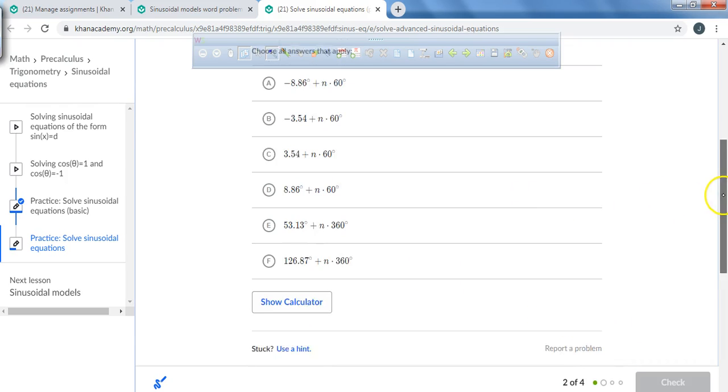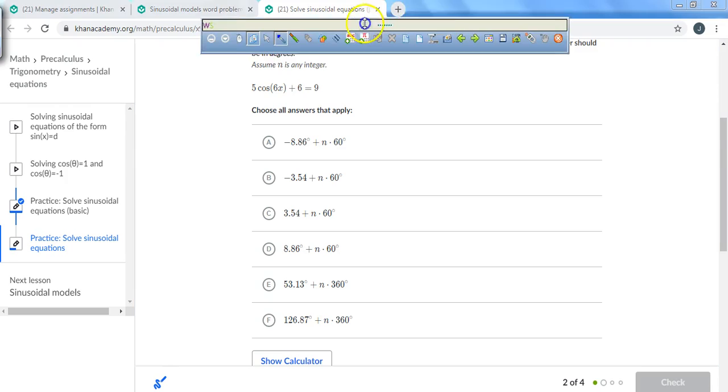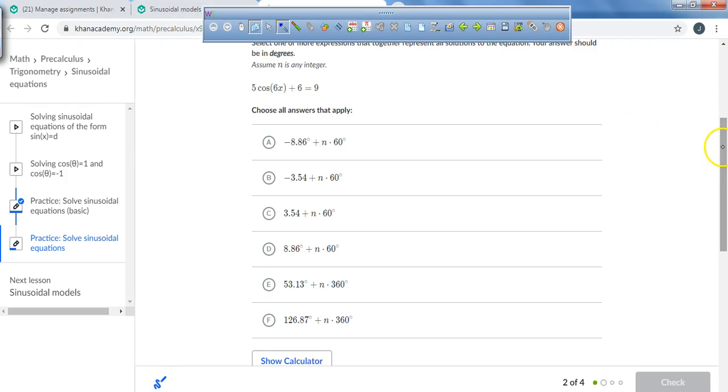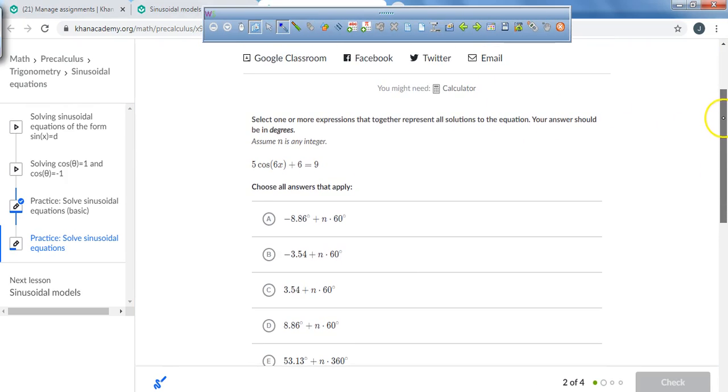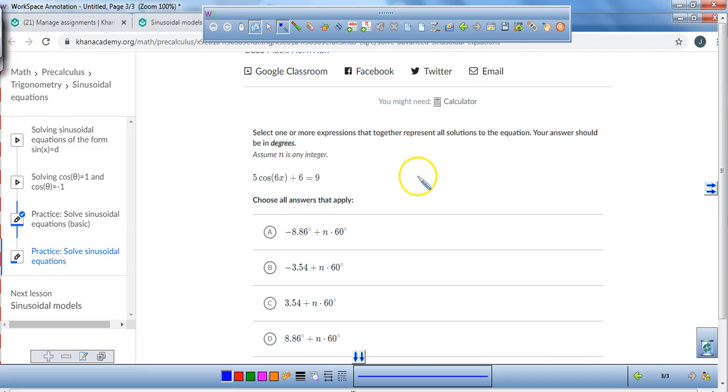Alright, let's go and do another one. On this one it says, select one or more expressions that together represent all the solutions to the equation. Your answer should be in degrees. Here's our equation that we're going to solve.